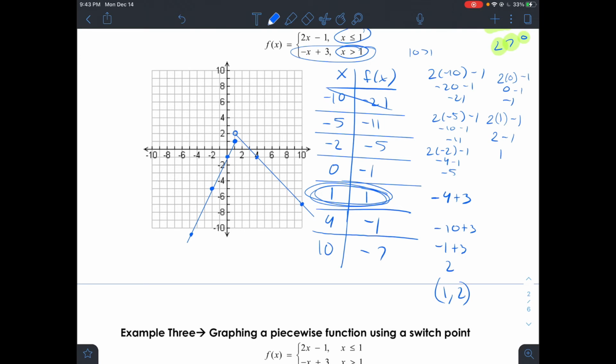And notice, right, that these are 2 separate lines, kind of just chopped off here. If this wasn't a piecewise function, this line would continue this way, and this line would continue this way. But since this is a piecewise function, those lines each stop at 1, okay? And that would be our answer.